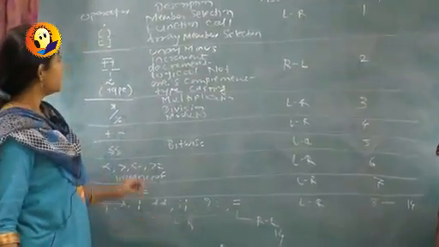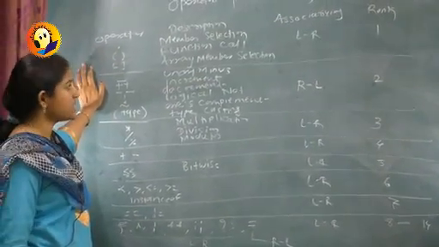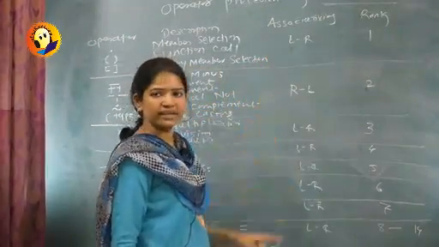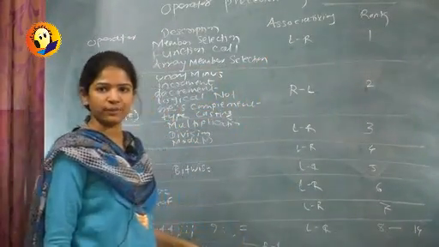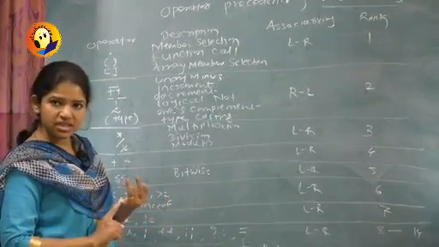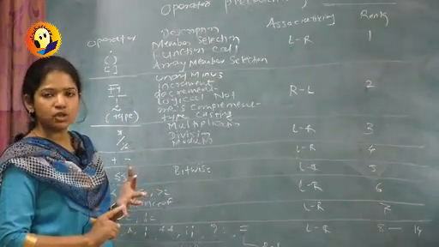So this is the ranking given for various operators present in Java programming, as well as the associativity provided for various operators present in Java programming. Okay, so this is about all the operators present in Java programming, along with precedence and associativity given for these operators.